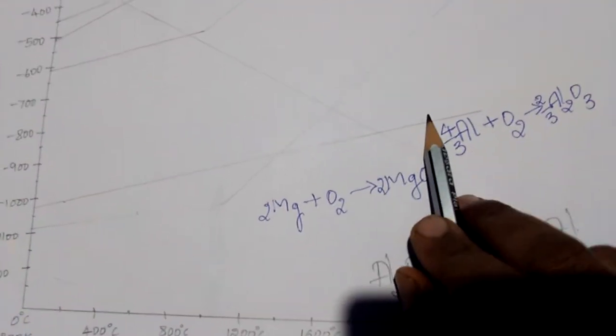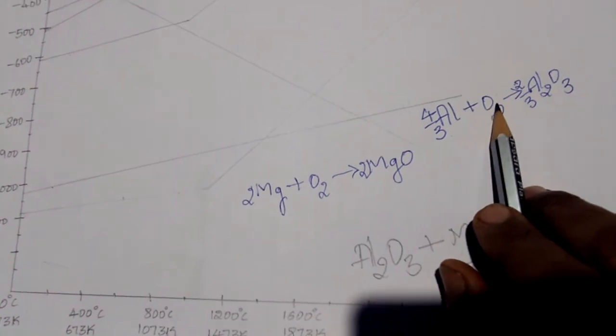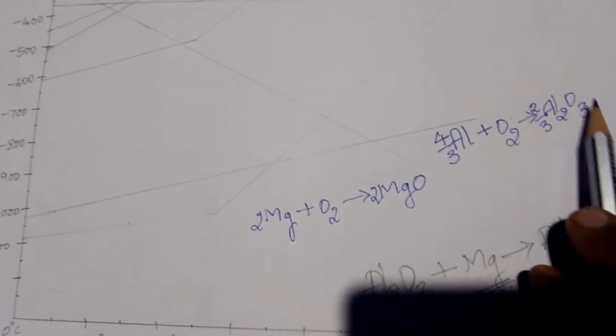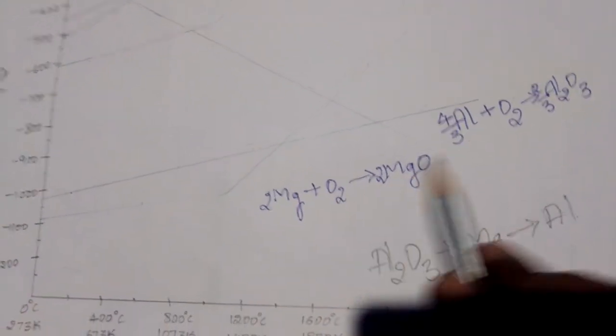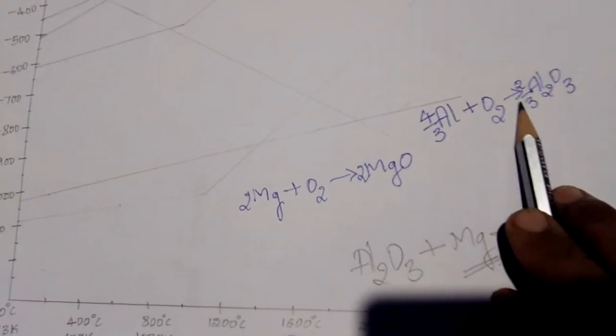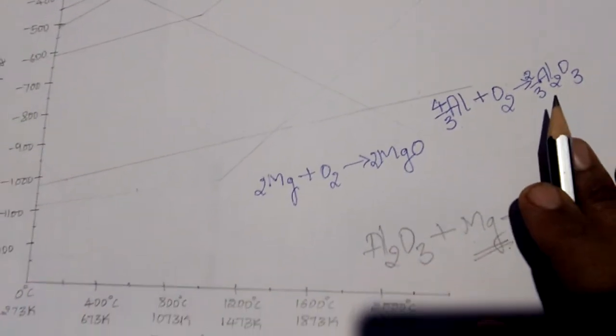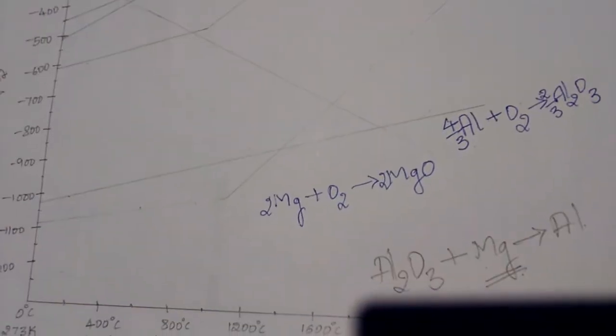But why won't we use magnesium for the reduction of aluminum? It is due to the economy. If you use magnesium for the extraction of aluminum from aluminum oxide, aluminum will become more costly. So that is why some different methods are used.